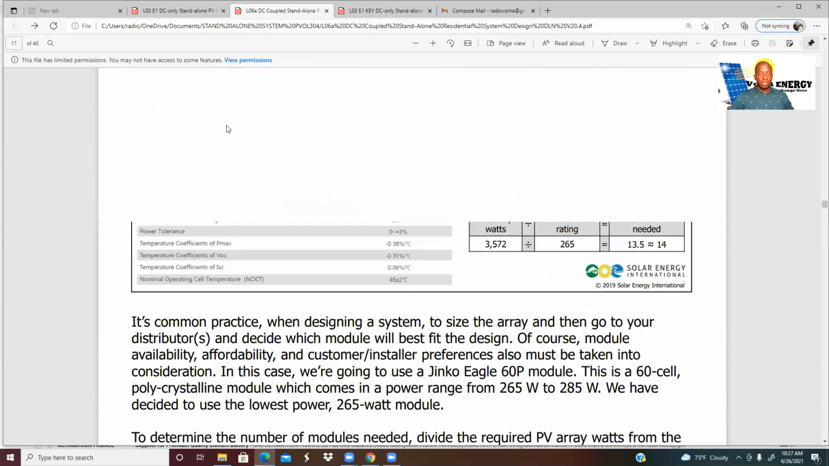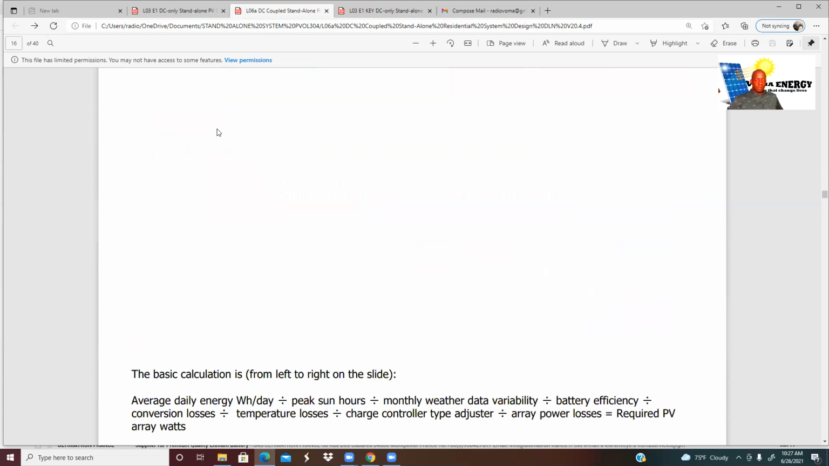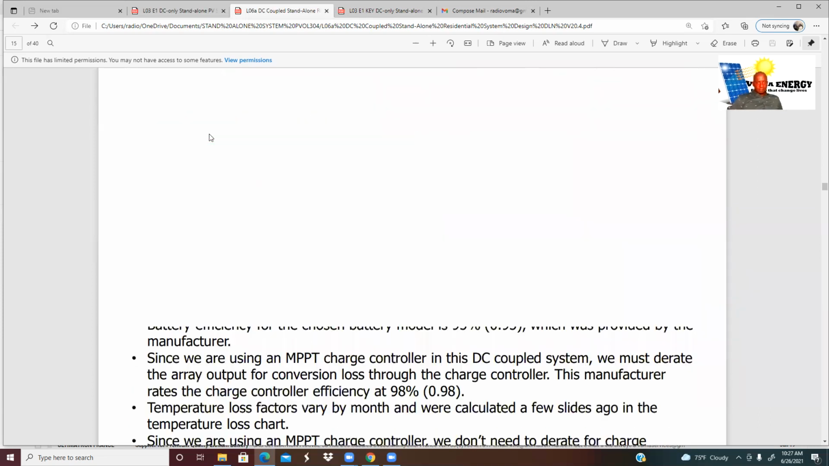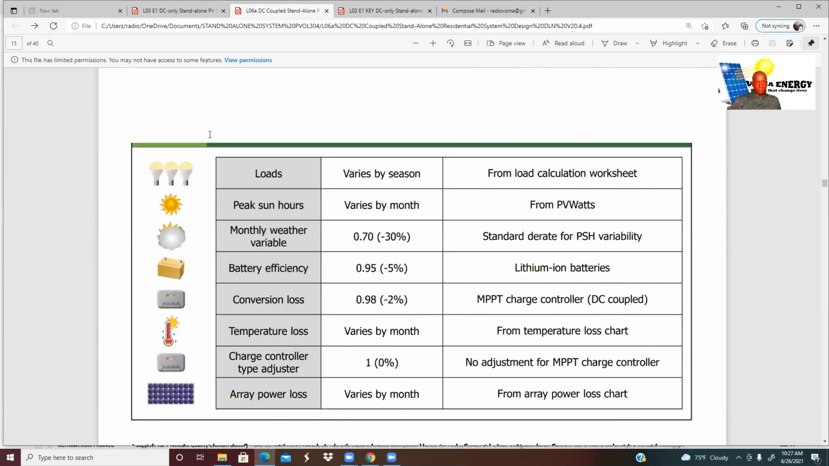So if you look here, I'm going to explain this whole graph, this whole area here. Very nice. I'm going to go back up a little bit.